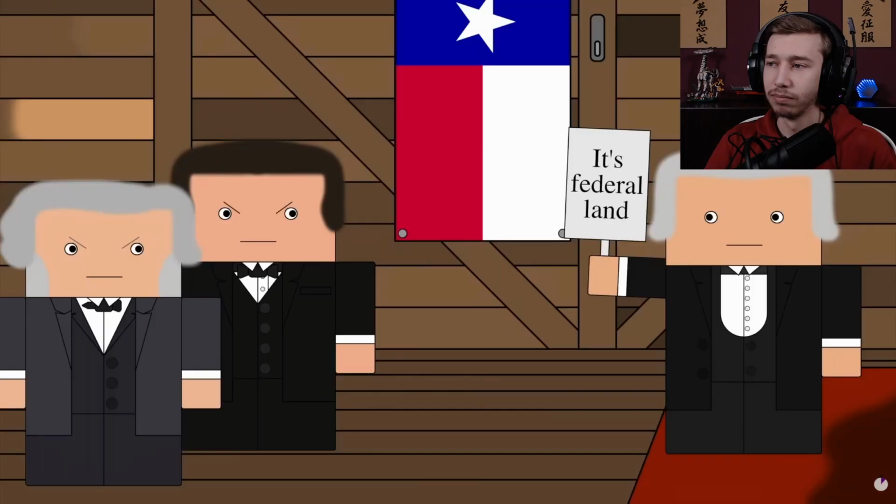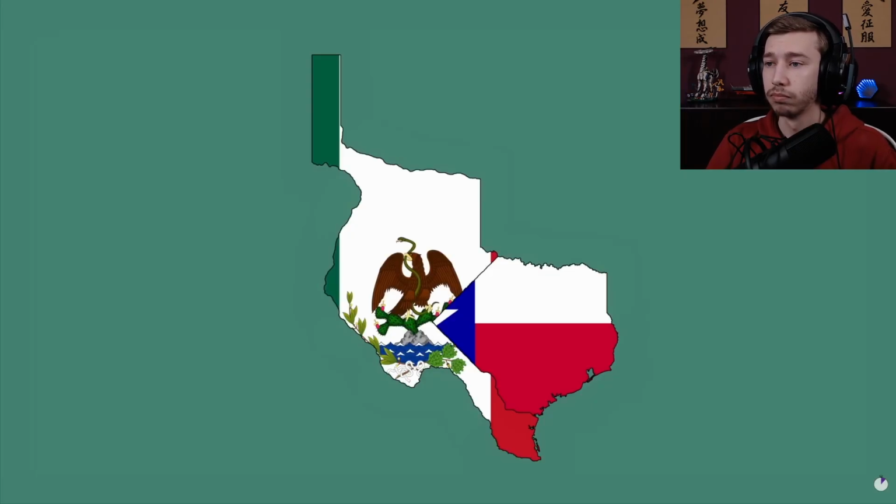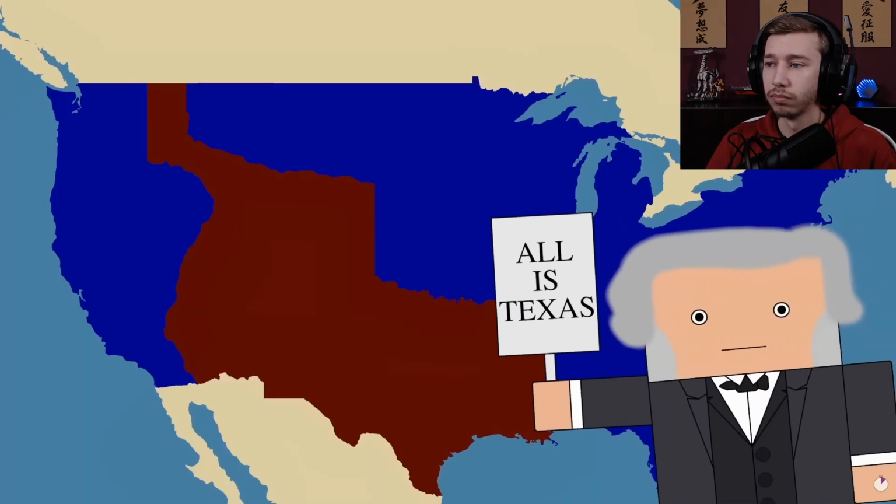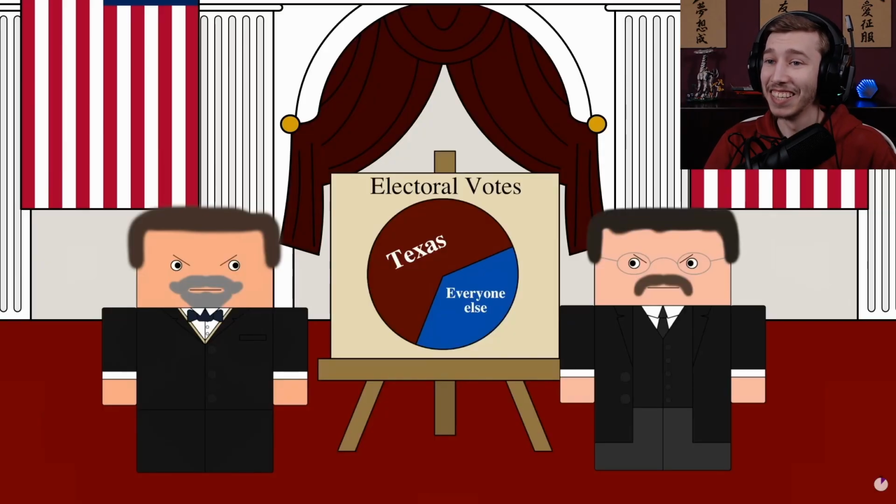Instead, the federal government argued that the Texan claim wasn't that strong and that even though the land definitely wasn't Mexican anymore, it also wasn't Texan. The concern was that this new state was far too large and thus would wield too much power in the future. Yeah, it was way too big.